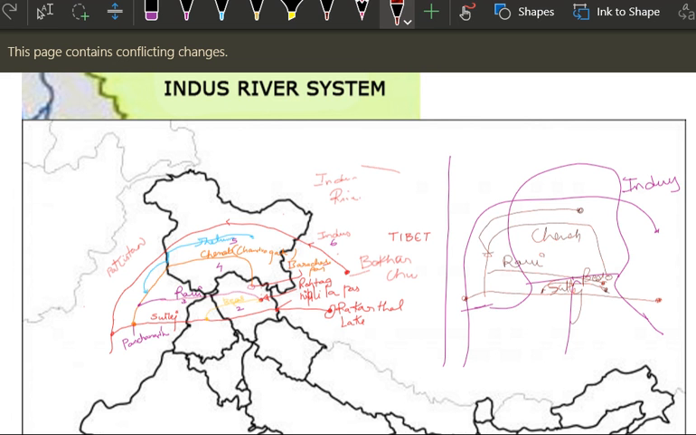Simple thing. Revise this. This is the most complicated river system in India. Even though Ganga has so many tributaries, it is easy. But following these is difficult because there are so many rivers originating from one place and joining in different places. But with practice, it will be easier.